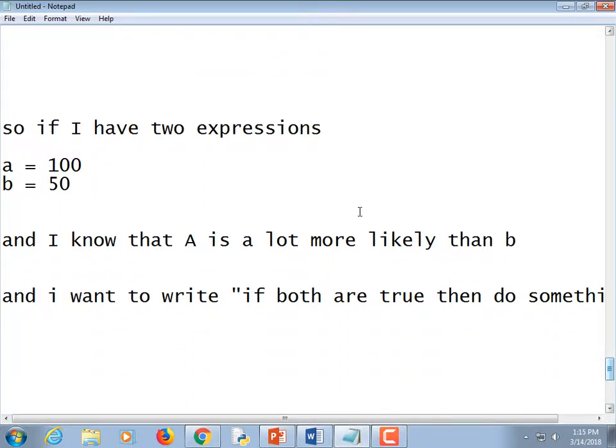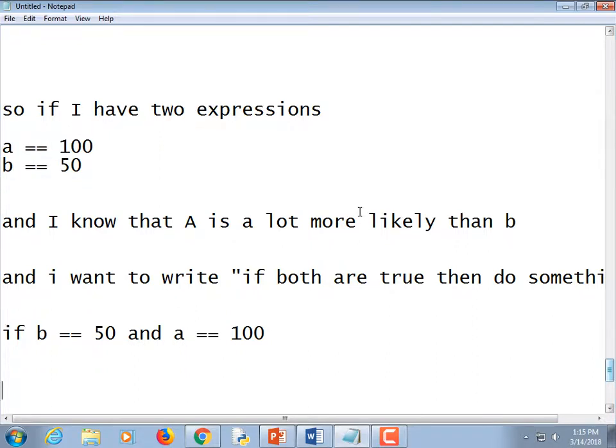Remember, I put the least exclusive first. Excuse me, I put the most exclusive, the least likely one first. So I would put if, which one is the least likely? Yep. So I would do that B is equal to 50, and then I'd put the and A is equal to 100. I should have been using double equals, since that's how you compare.